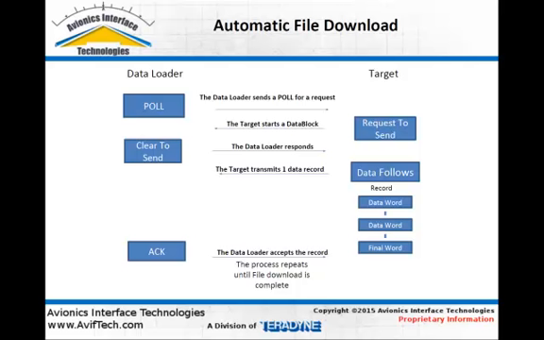And then basically we have the same thing as the upload, except the roles are reversed. The data loader in this case replies to the request to send with the clear to send, with the record count acknowledged in there, and then we have our sequence of records between data follows and checksum words and acknowledges. And then we also have our sequence of blocks, so you can have multiple request to sends and acks in that case. So same as the upload, only difference is the data loader starts with a pull message to trigger the target to send the request to send.